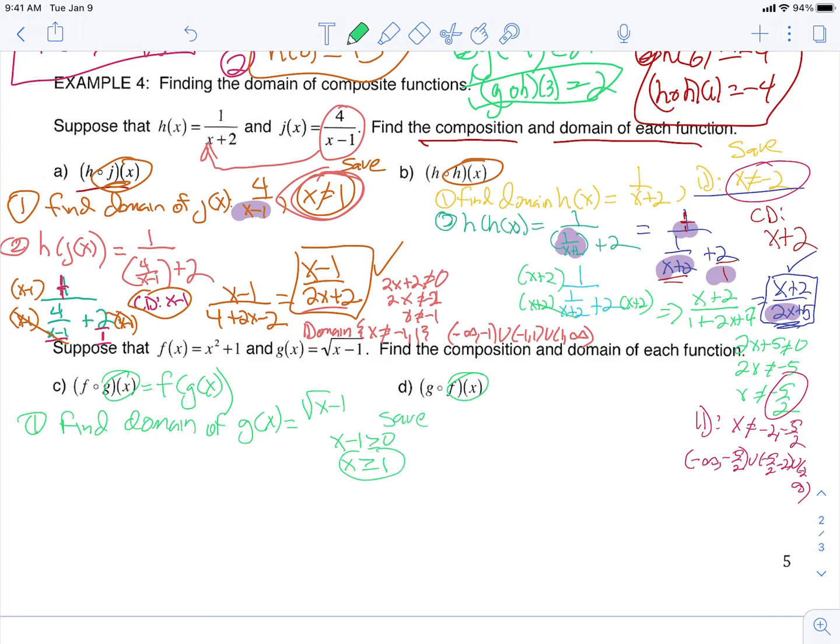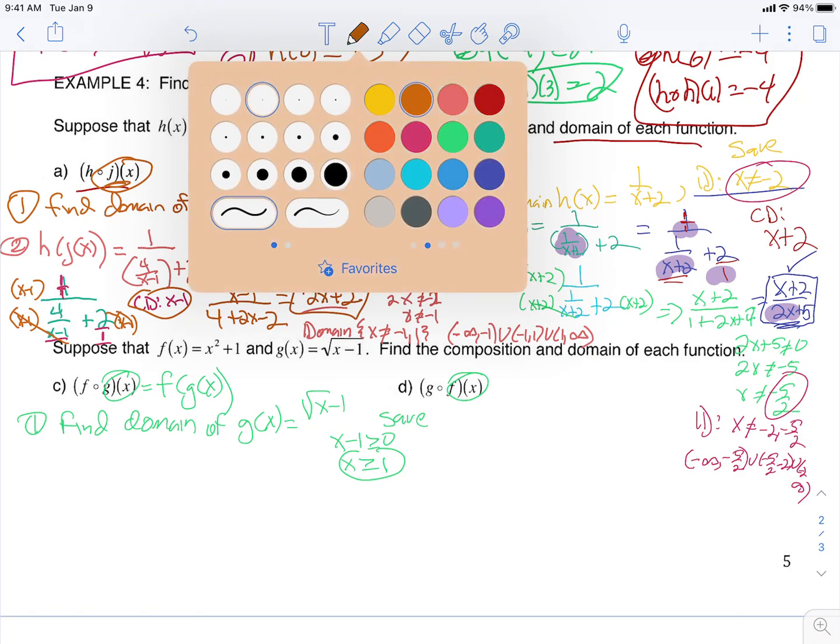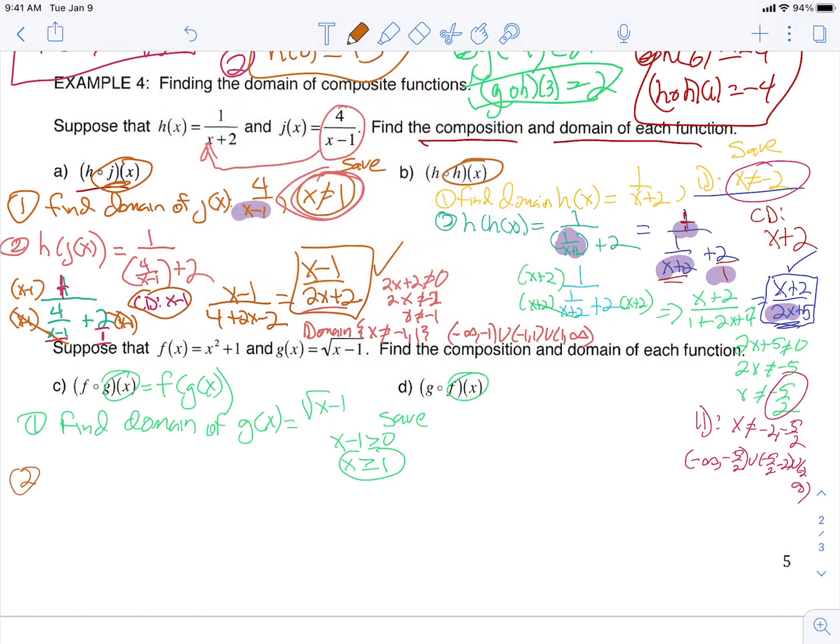Okay, save that. We're going to use that at the end. All right, now let's actually find what is f of g of x. So I'm going to take g of x, which is the square root of x minus 1, and I'm going to substitute it in for x in the x squared category. So this becomes parentheses, the square root of x minus 1 squared plus 1.